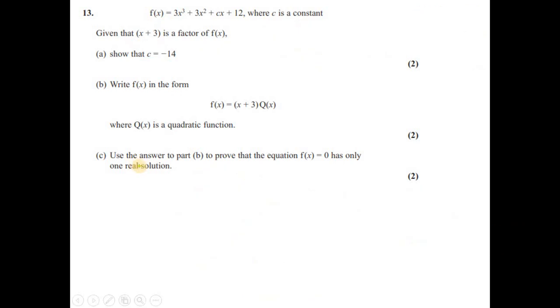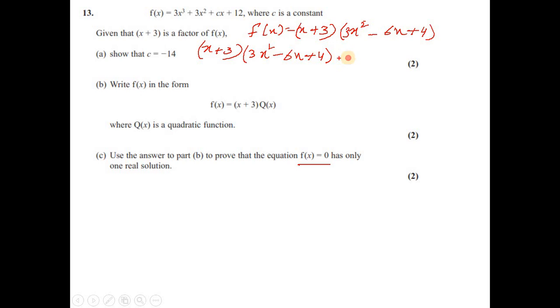Part C. Use the answer to part B to prove that the equation f of x equal to 0 has only one real solution. In part B, we have shown that f of x is in fact x plus 3 into 3x squared minus 6x plus 4. And they are saying that you need to show that f of x equal to 0 has only one real solution. So that means you can say that x plus 3 into 3x squared minus 6x plus 4 equal to 0.